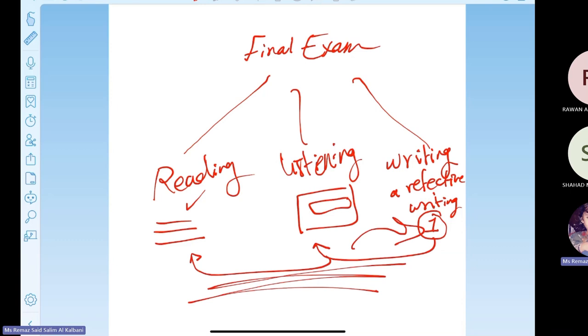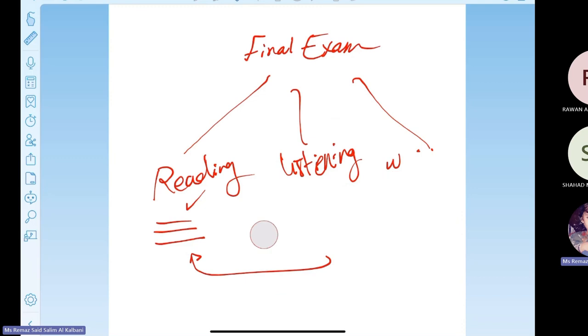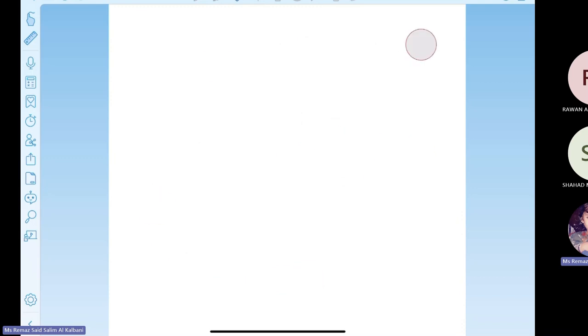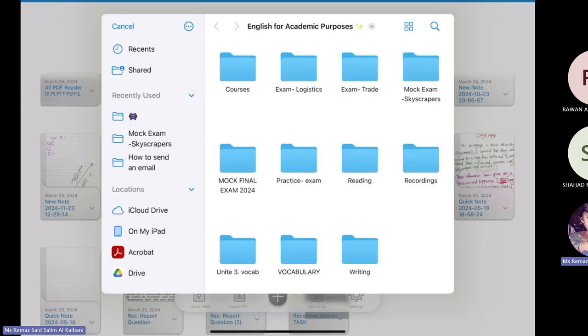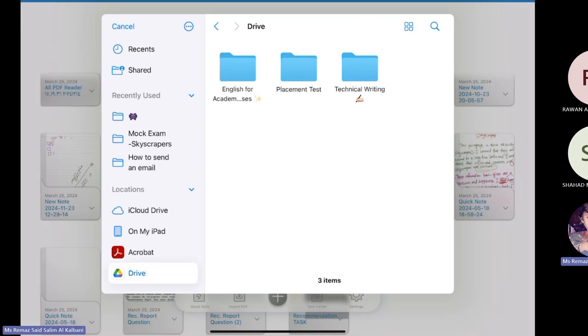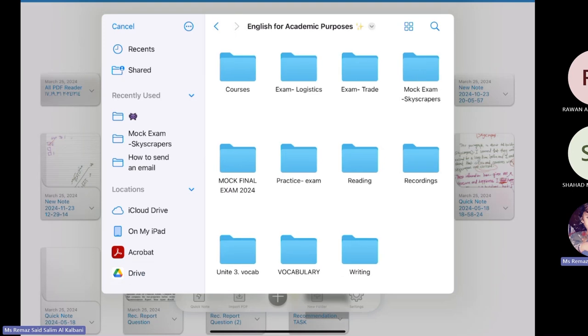Most likely. So, we will go through writing again, but before that, let me show you what I have uploaded. New files. Okay, where are we? Yeah. You just enter your drive and then you go to English for academic purposes. Here are the courses, the materials, everything you need is here.